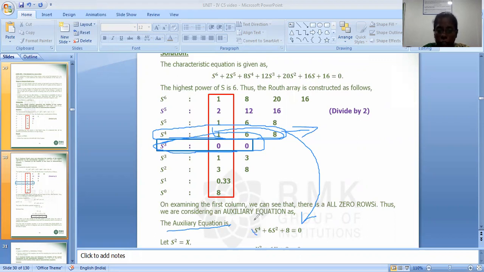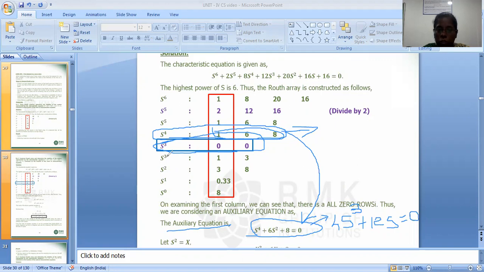If you differentiate S power 4 plus 6S square plus 8, it will become 4S cube, then 6 into 2 gives 12S. So 4S cube plus 12S equals 0. When you differentiate this expression, it becomes 4S cube plus 12S.